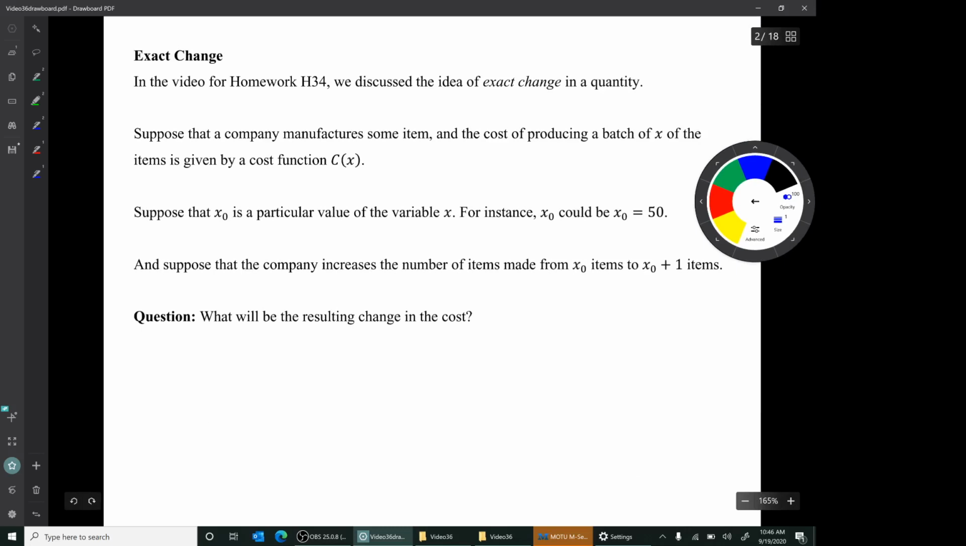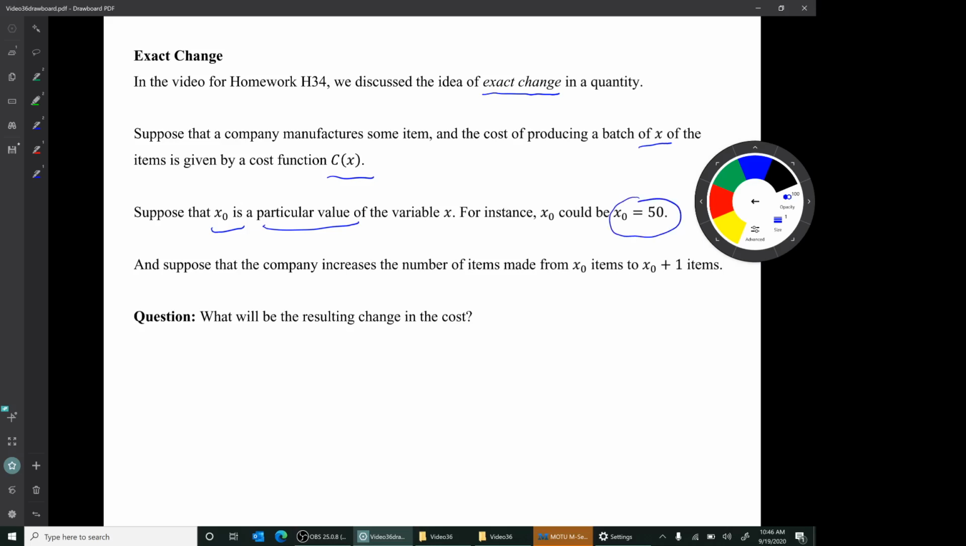In the video for homework 34, we discussed the idea of exact change in a quantity. We discussed the idea of a company manufacturing some item with the cost of producing a batch of x of the items being given by a cost function, C(x). Now suppose that x subscript 0 is a particular value of the variable x. So for instance, x subscript 0 could just be the number 50.